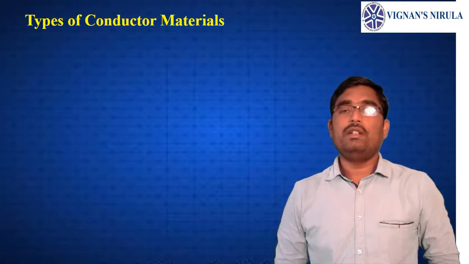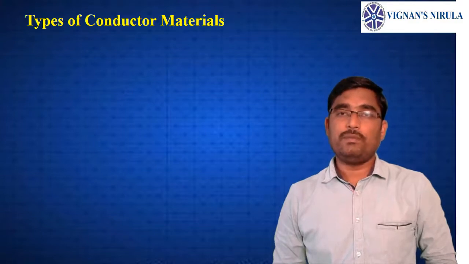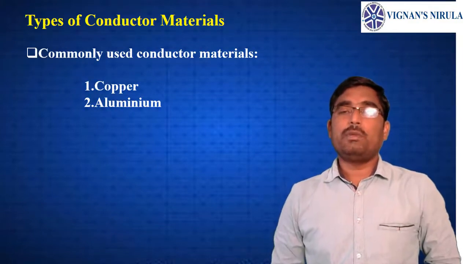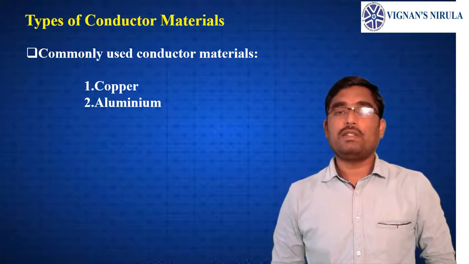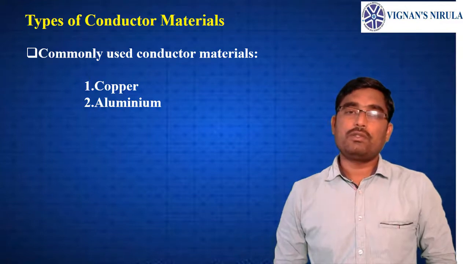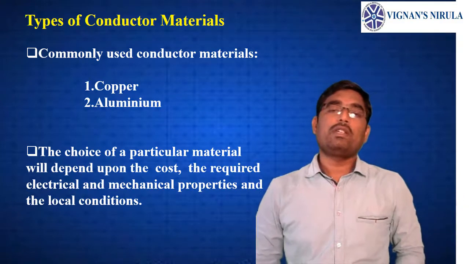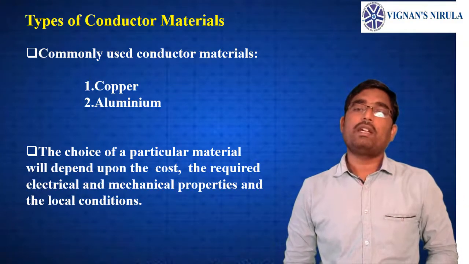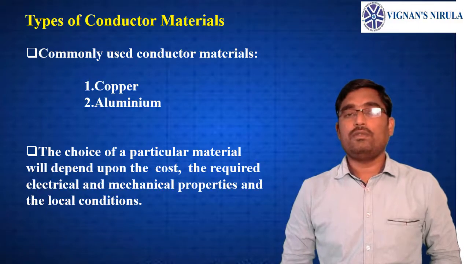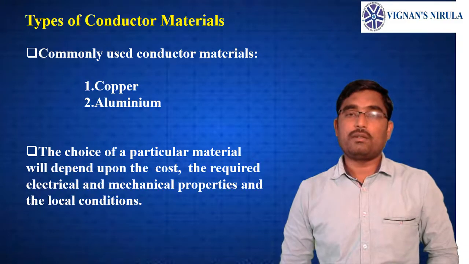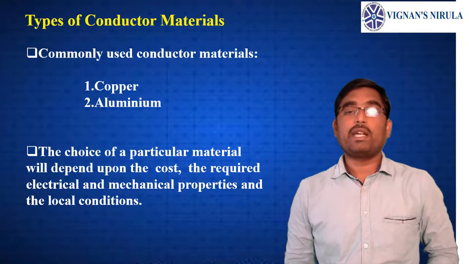Next, let us go through the different types of conductor materials generally used for the erection of transmission lines. Commonly used conductor materials are copper followed by aluminum. These two are the main materials generally used to manufacture transmission lines. The choice of a particular material depends on the cost, the required electrical and mechanical properties and the local conditions.